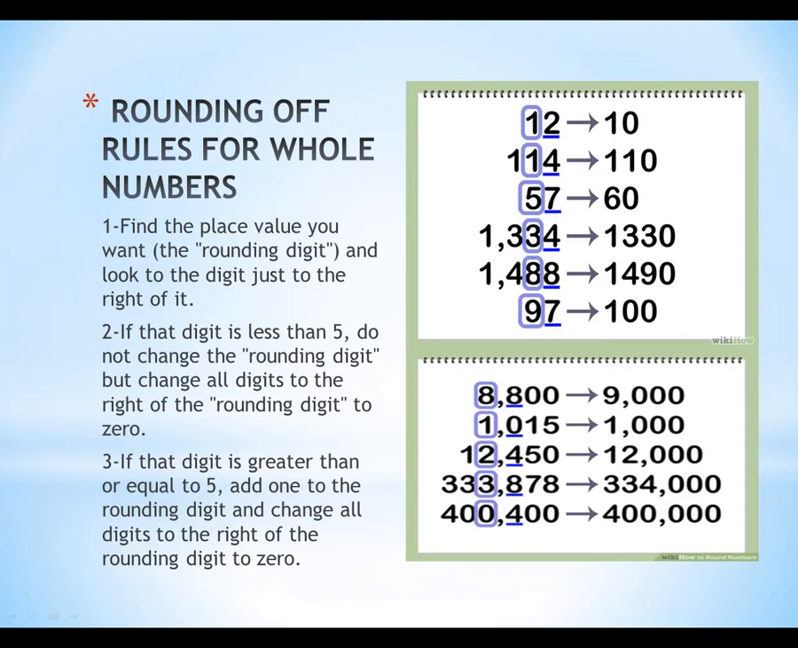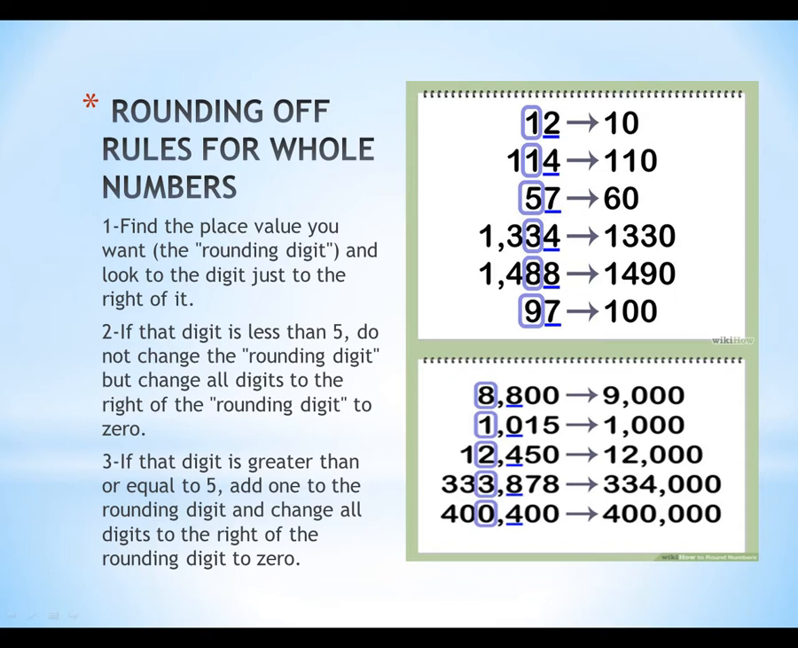So first of all we will see the next number is 4, so the previous number will remain the same and the next number will become 0. And here is 8, the next number is 8, which is greater than 5, so the previous number will be increased by 1 and the next number will become 0, so its answer should be 90.